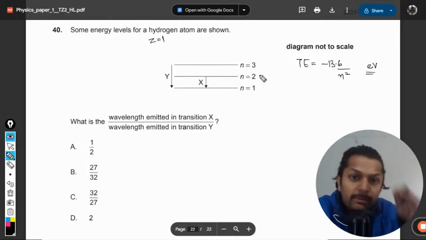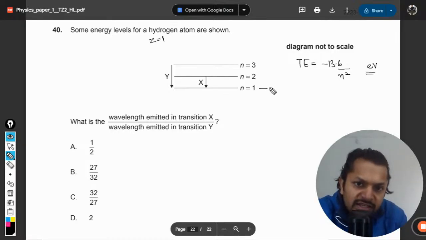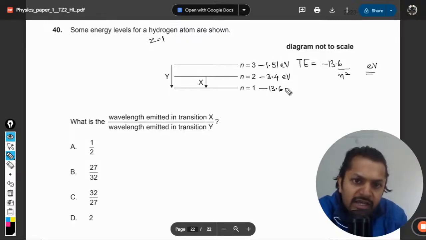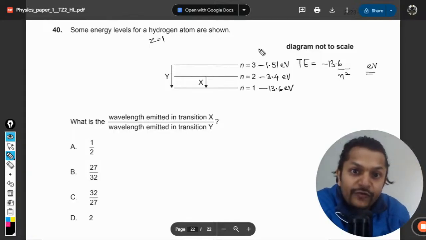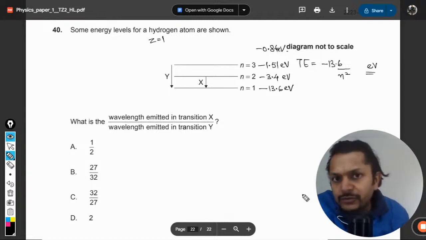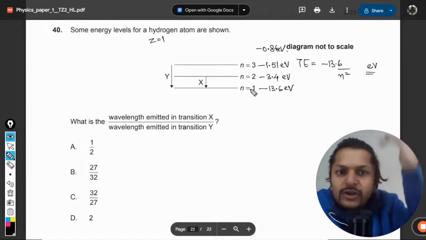For example, I remember all the energy levels. This energy will come out to be negative 13.6, this is negative 3.4, and this is negative 1.51 eV. So this is how the energies are distributed. For n equal to 4, it is negative 0.84, by the way. So I remember these four values, but anyway, we are concerned only with 1, 2, 3.